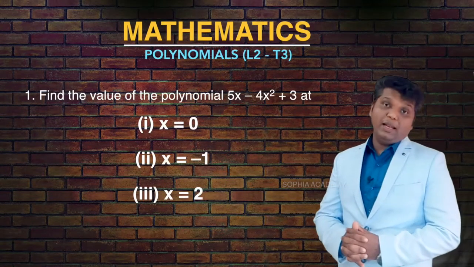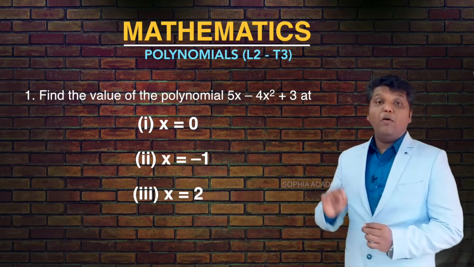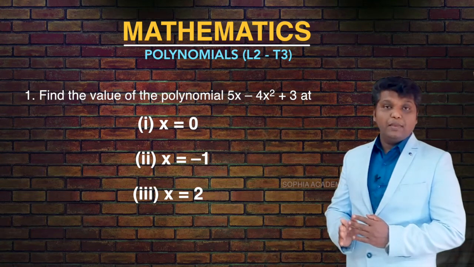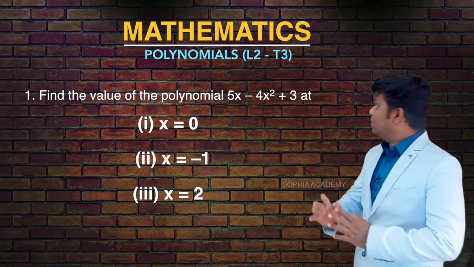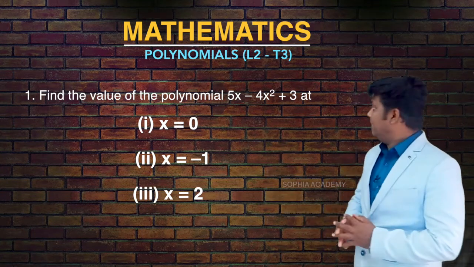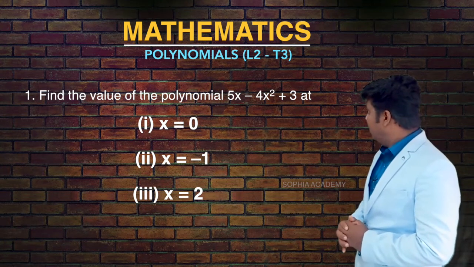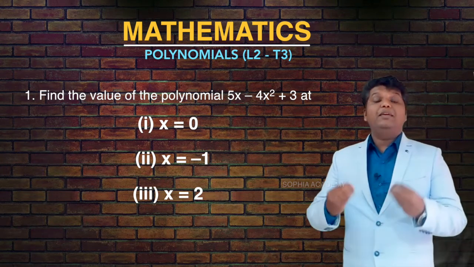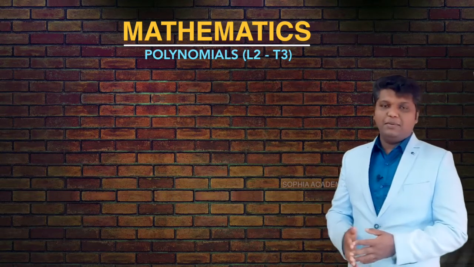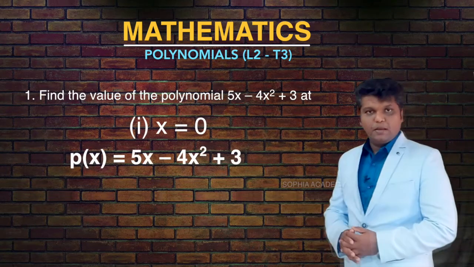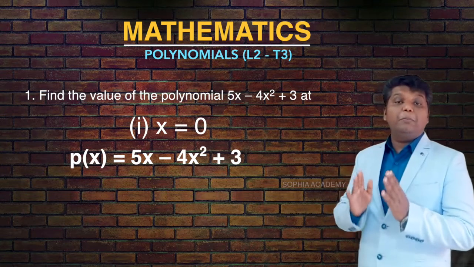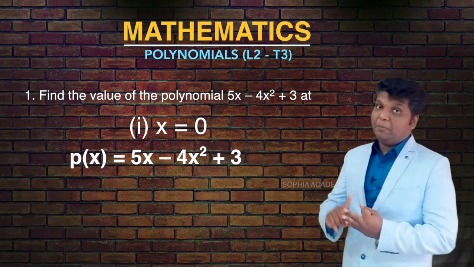Find the value of the polynomial 5x minus 4x squared plus 3 at x is equal to 0, x is equal to minus 1 and x is equal to 2. So here you can see a polynomial is given, 5x minus 4x squared plus 3. That is the given polynomial and we have to find different values for x. So let us start with p of x is equal to 5x minus 4x squared plus 3. Now you have to find initially p of 0, then p of minus 1, then p of 2, right?